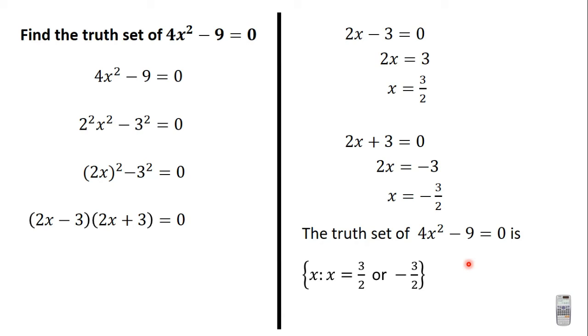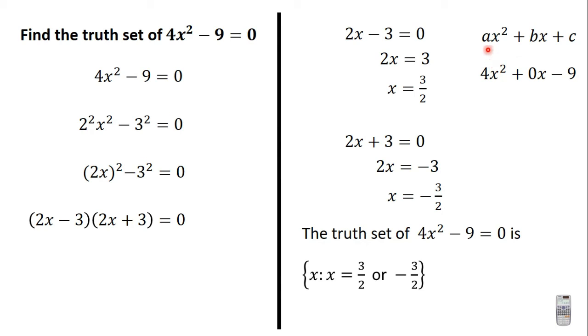We can use our calculator to cross-check our answer. On the calculator, we will be asked for the values of a, b, and c. To find the values of a, b, and c, we will compare the quadratic expression here to the general form of a quadratic expression. As we can see from the expression here, there is no x term. It means that the coefficient of the x term is 0. So this expression can be written as 4x squared plus 0x minus 9.